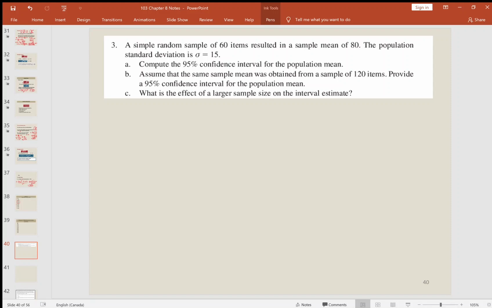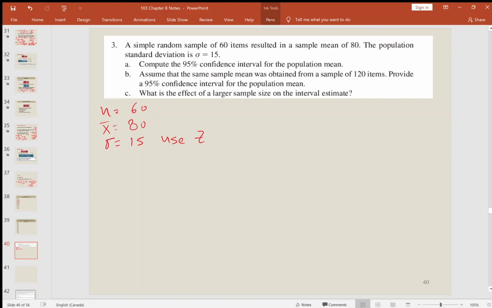A simple random sample of 60 items resulted in a sample mean of 80. So n is equal to 60 and sample mean x bar is equal to 80. The population standard deviation is sigma equals 15. So sigma is given to us, so we are going to use the z formula. Compute the 95% confidence interval for the population mean.